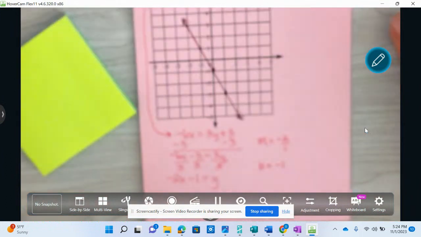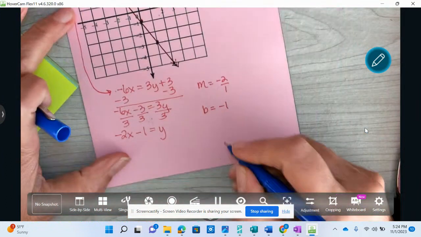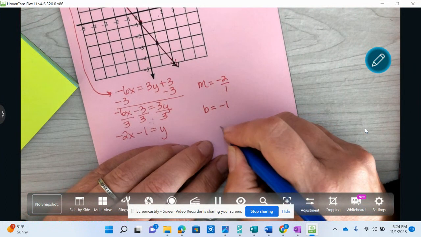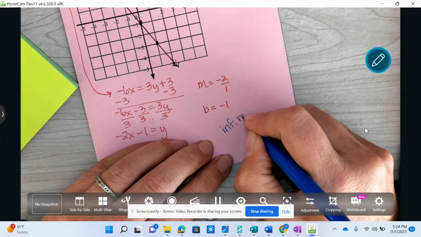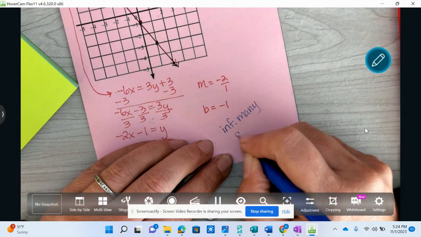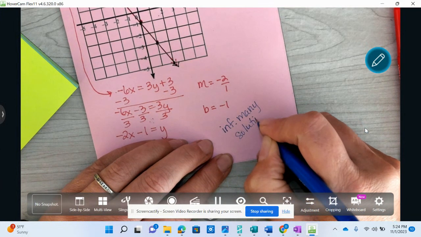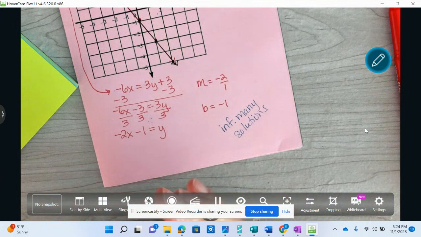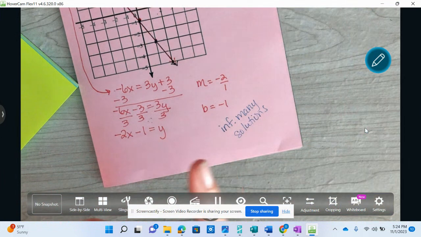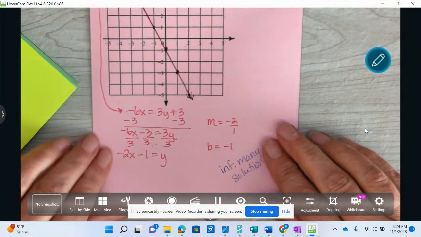So this is an example of a system that produces infinitely many solutions. Infinitely many solutions. So this is your 4.1 journal.